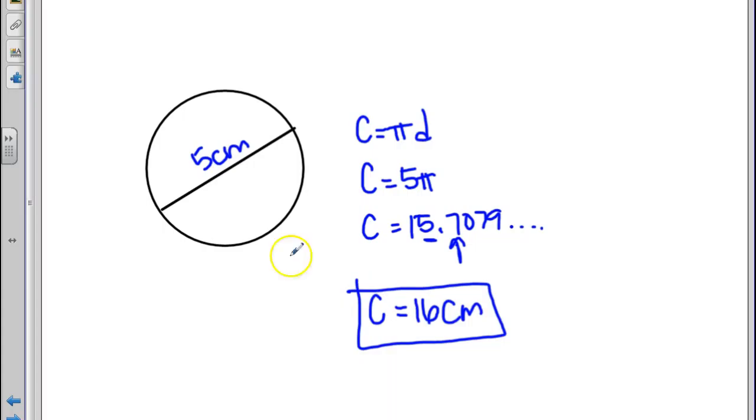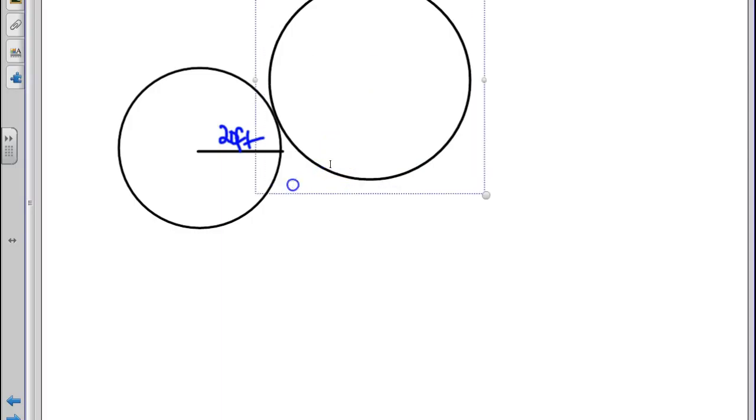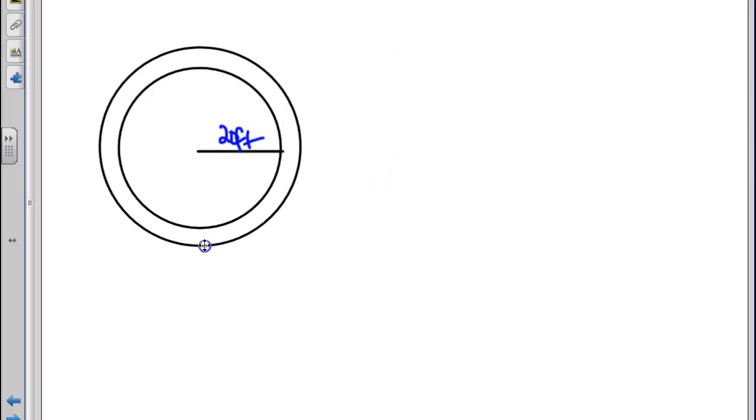All right, last one. A circular garden has a radius of 20 feet. So let's go ahead and draw a picture of that. Circular garden, radius of 20 feet. There is a path around the garden that is 3 feet wide. So path around the garden, 3 feet wide. So let's get the circle over here, get it around the garden. All right, so this section right here, 3 feet.